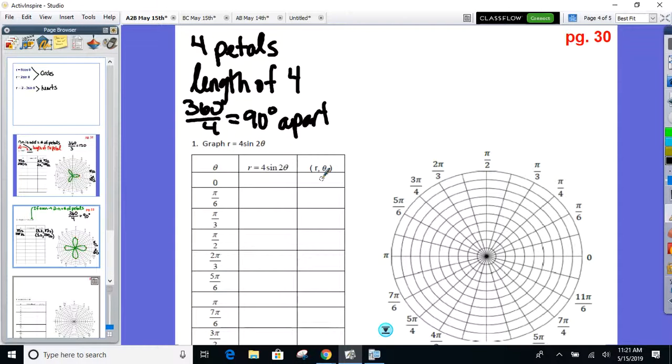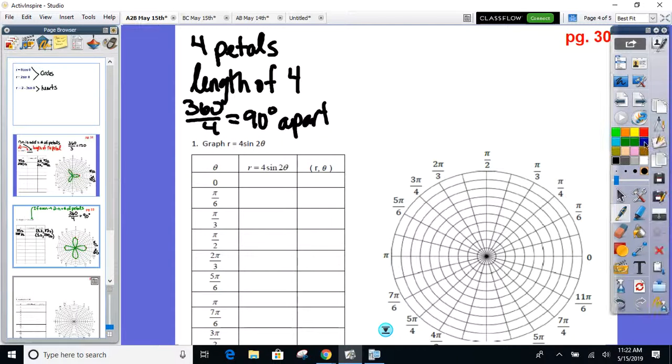So this will not start on the x, it will not start on the y. The first petal will start at what's half a 90? It will start at 45 degrees, okay? So if this is 180, it'll be 90 degrees it'll start. It's always halfway between where the petals are, okay? I haven't even got into if the number's odd, okay? So here we go, at 45 degrees.